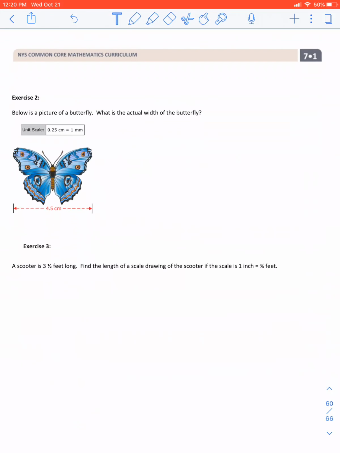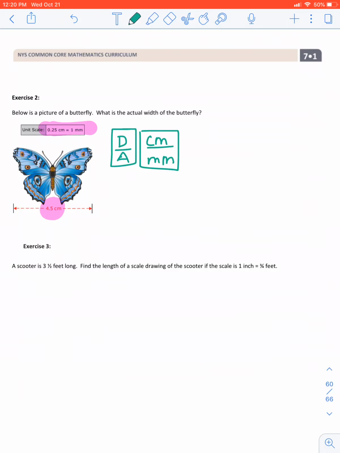All right, exercise 2. Here we have the scale that's given to us right here. We know the actual distance of the butterfly is 4.5 centimeters. We want to know the actual width. So drawing over actual, okay, we're talking about centimeters and millimeters. So I get that right from the scale. That's how I know what my units are. So I know it's 0.25 over 1. Okay, that comes from the scale. 4.5 is the number of centimeters. That goes on top. And I want to find the number of millimeters.